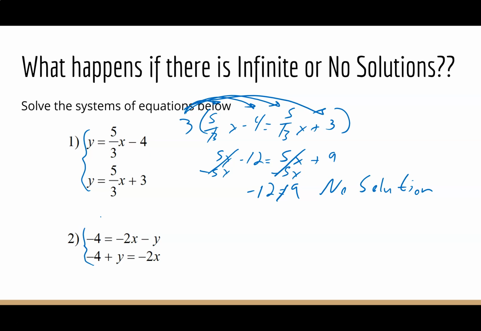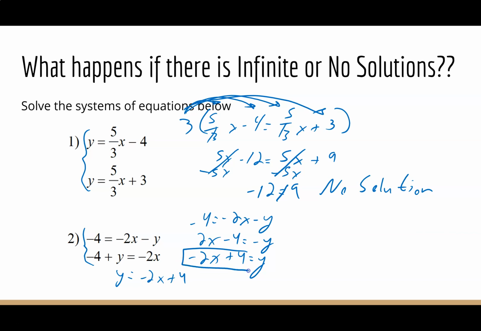In this next one, first of all, it's not set up very nicely, so we're going to rearrange it a little bit. Negative 4 equals negative 2x minus y. I'm going to move the negative 2x over. So 2x minus 4 equals negative y. Divide by negative 1. Negative 2x plus 4 equals y. The other one is almost there. If I move the 4 over, I get y equals negative 2x plus 4.